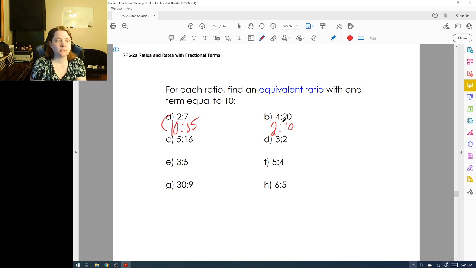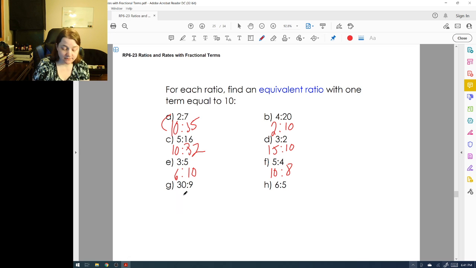Pause now if you don't want any spoilers. It's easier to get 5 into 10. 5 times 2 is 10. 16 times 2 is 32. It's easier to get 2 into 10 here. 2 times 5 is 10. 3 times 5 is 15. It's easier to get 5 to 10. 5 times 2 is 10. 3 times 2 is 6. 6 tenths. 5 times 2 is 10. 4 times 2 is 8. 30 divided by 3 is 10. 9 divided by 3 is 3. 5 times 2 is 10. 6 times 2 is 12.